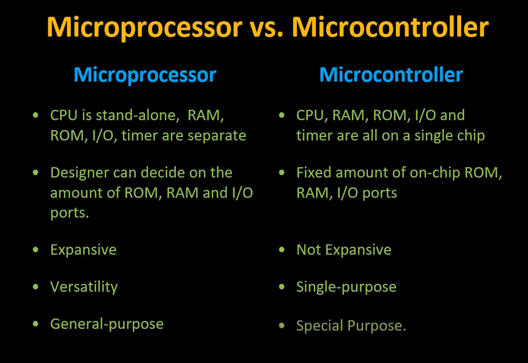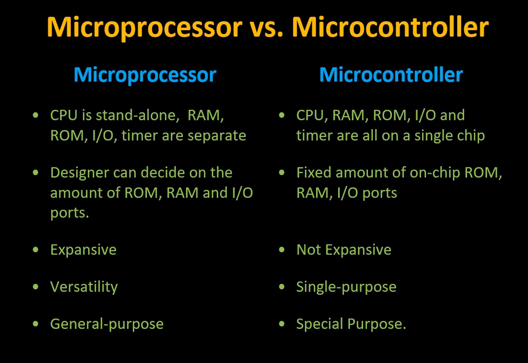So now we can see the difference between microprocessor and microcontroller. As we discussed just now, the CPU is standalone in a microprocessor, and all the devices like RAM, ROM, input output ports and timers are separated from each other. But in a microcontroller, the CPU, RAM, ROM, input output devices and timers are on a single chip. Hence we say that it is an on-chip computer.